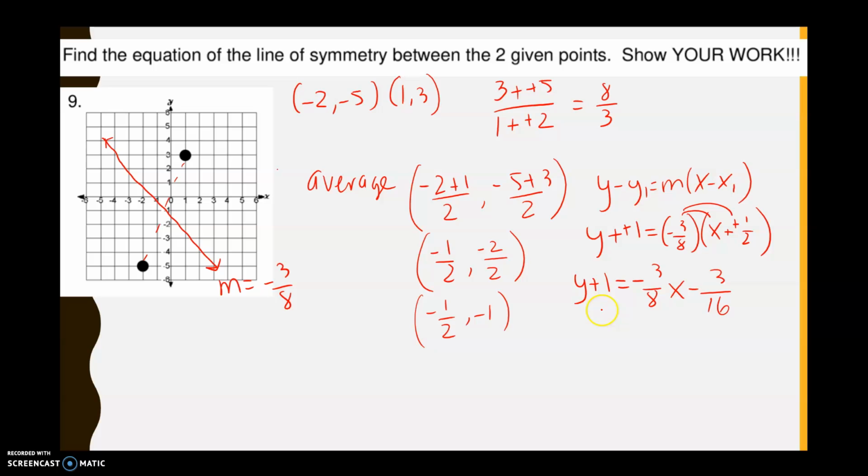Now to get my y by itself, I'm going to subtract 1 from both sides, but when I do that, I have to combine like terms. I have to combine common denominators. So I have to change this negative 1 so I have a denominator of 16. Negative 1 is the same thing as saying negative 16 divided by 16. So I get y is equal to negative 3 over 8x. Negative 3/16 minus 16/16 is going to give me negative 19/16.